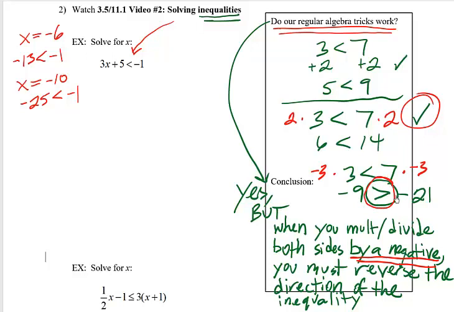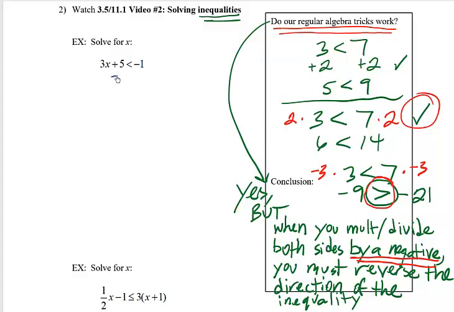Let's take this and apply it back to our starting problem. We were given this inequality, and we want to solve for x. We found a couple of solutions over here, but we want to find all the solutions. So let's try to do that. You just pretend this is an equation and do your regular solving steps, with the exception of that one thing we found.